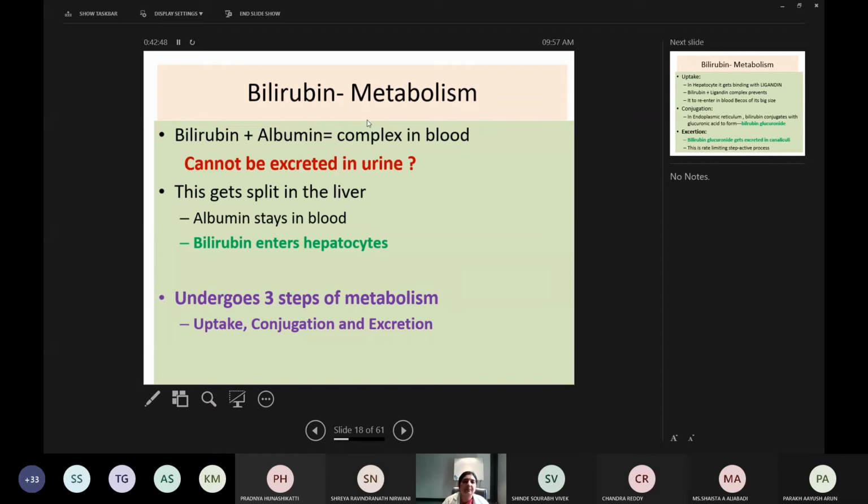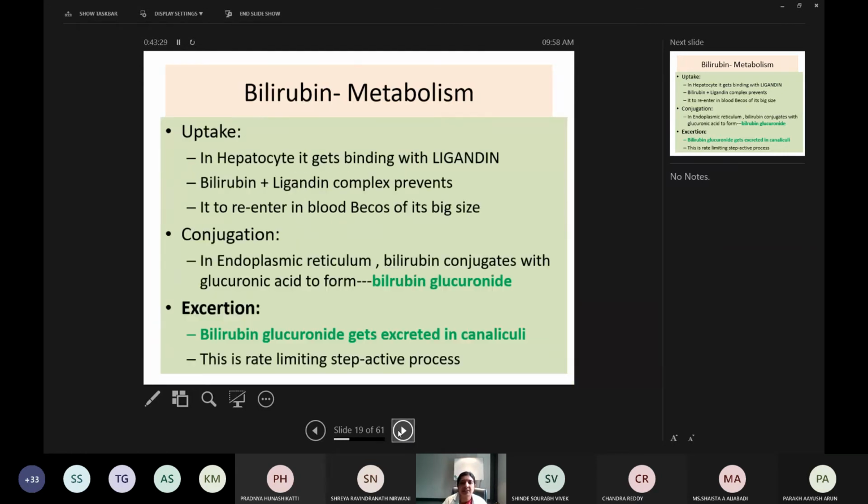Then this complex further splits in the liver, and here albumin stays back or goes into the blood circulation and re-enters, whereas bilirubin enters into the hepatocytes, which helps in the synthesis of bile again. So this is the metabolism of hemoglobin in brief. Ultimately the metabolic steps are divided into three: uptake, conjugation and excretion of the heme. One is uptake, second is conjugation of this heme, and third it is excreted.